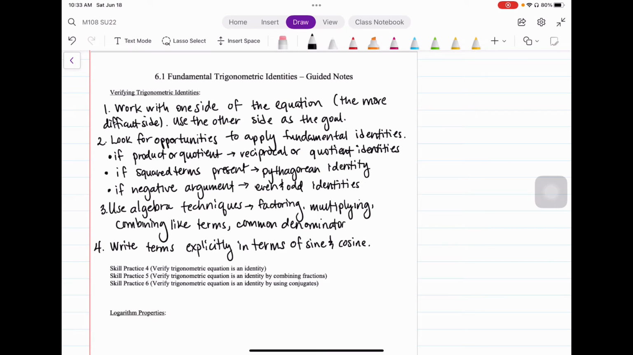Then you want to use algebra techniques such as factoring, multiplying, combining like terms, or finding a common denominator. And then finally, write terms explicitly in terms of sine and cosine if you think that that would be helpful.